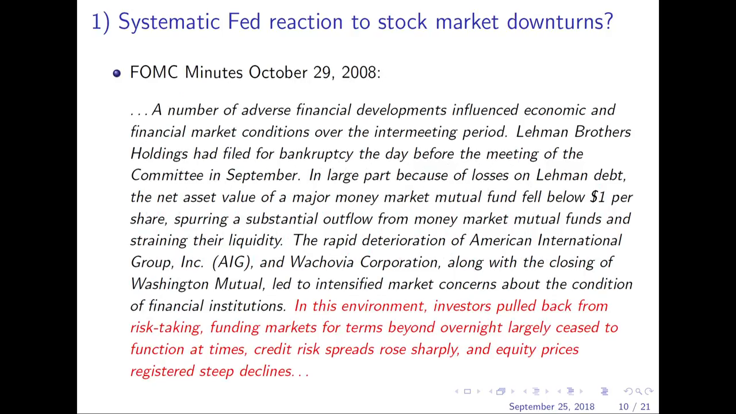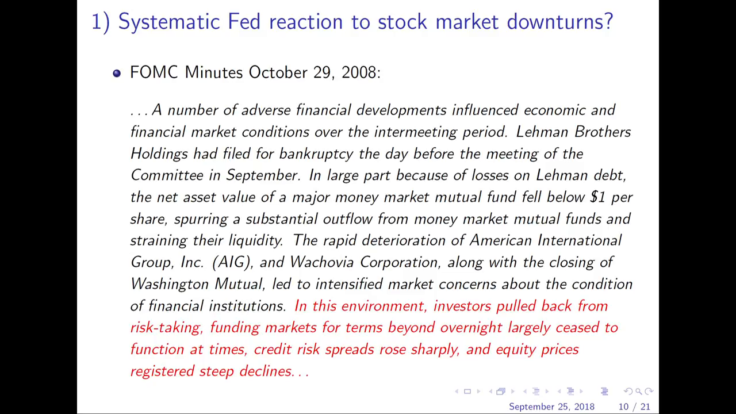The minutes from October 29, 2008, we all know this is a couple of weeks after Lehman came down, but here is a nice summary of what had happened over this period. A number of adverse financial developments influenced economic and financial market conditions over the intermeeting period. Lehman Brothers Holdings had filed for bankruptcy the day before the meeting of the committee in September. In large part because of losses on Lehman debt, the net asset value of a major money market fund fell below $1 per share, spurring a substantial outflow from money market mutual funds and straining their liquidity.